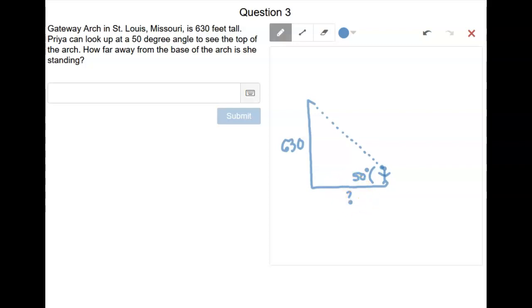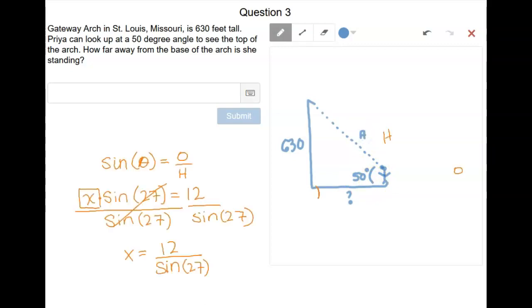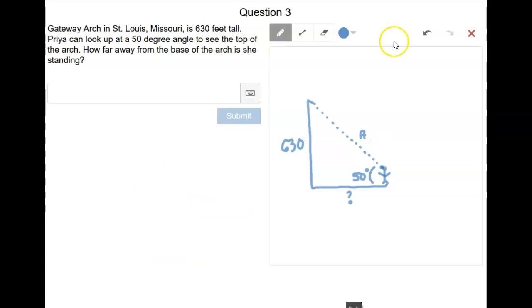So we are going to label this triangle according to the angle that we know. We know that this angle is 50. We know that this is going to be our hypotenuse. That looks like an A, so we are going to reverse that because I want it to look like an H. There we go. This across is the opposite, and this down here is the adjacent. The adjacent is what we're looking for. The hypotenuse, we don't have any information about, so we're not going to use it.